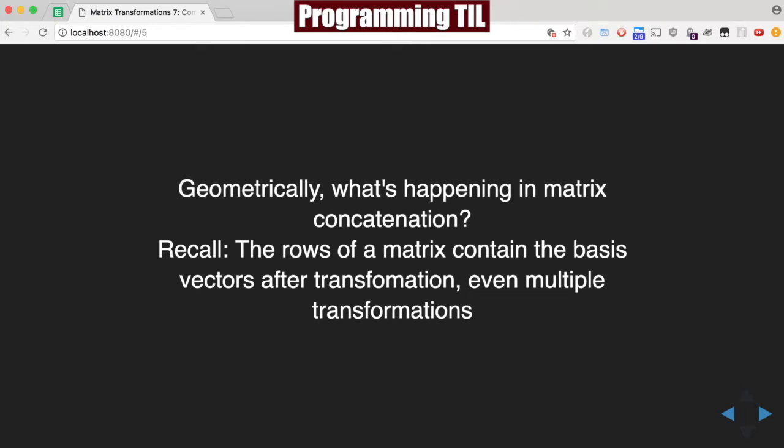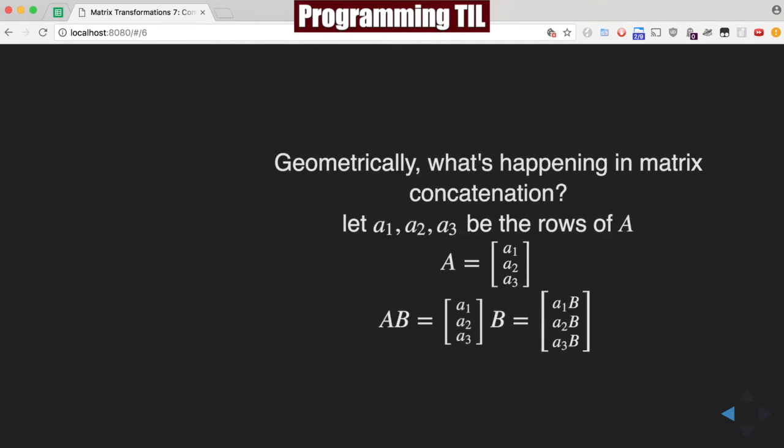So what's happening here with this concatenation? Well, remember that the rows of a matrix contain the basis vectors after transformation, even after multiple transformations. So even after there's multiple transformations happening, what does this look like mathematically?